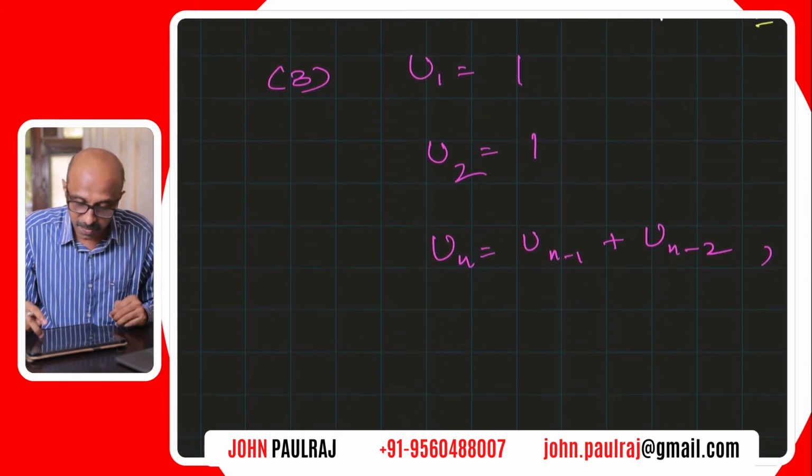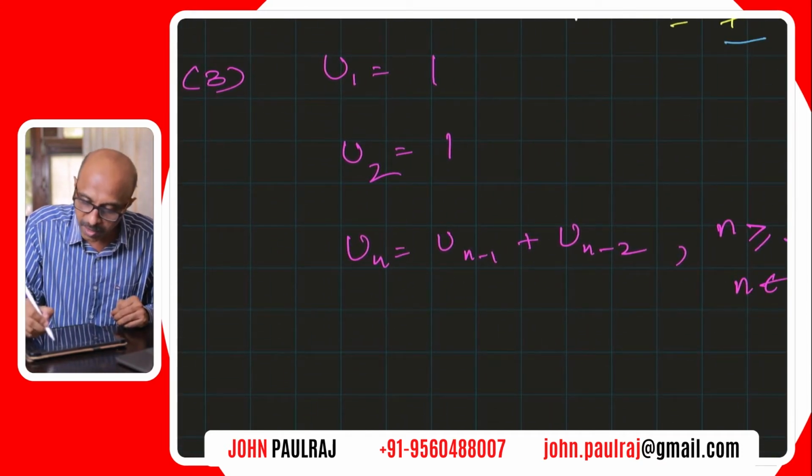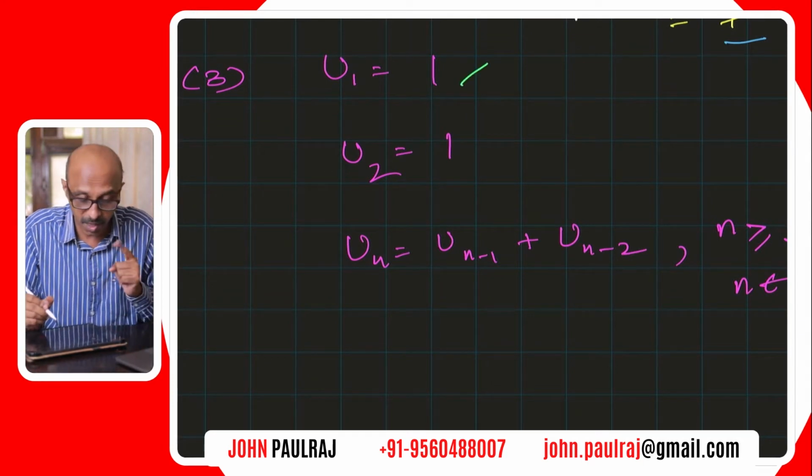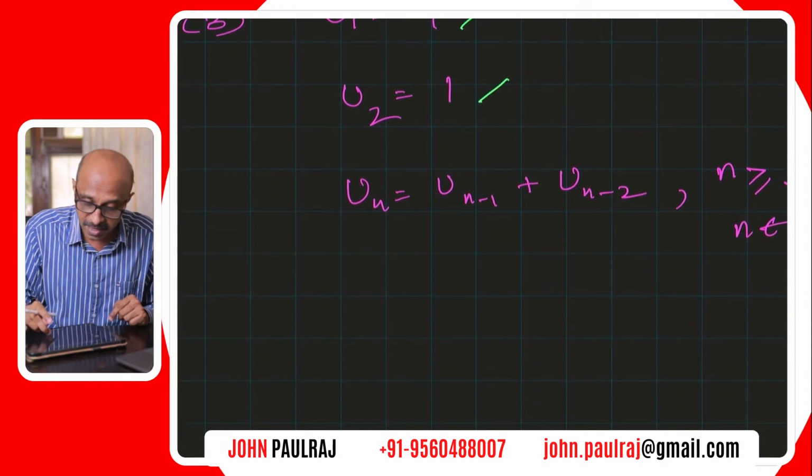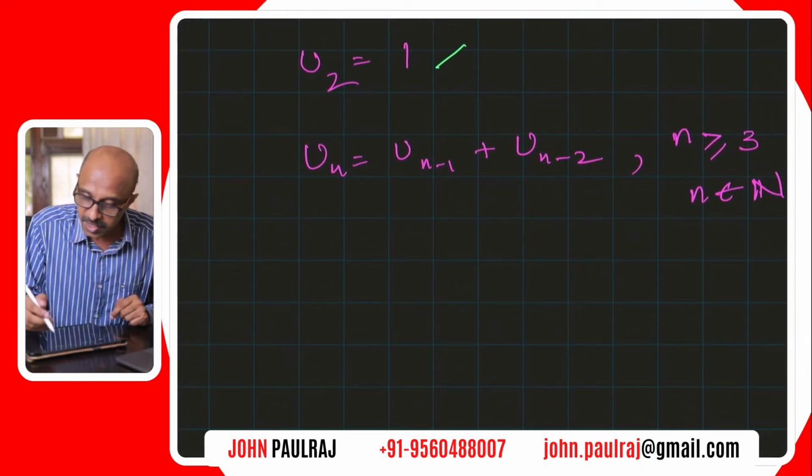Okay, let's look at the third example. Here we are given u_1, the first term, as 1. The second term, u_2, is also given as 1. And then the general term. This is your general term.